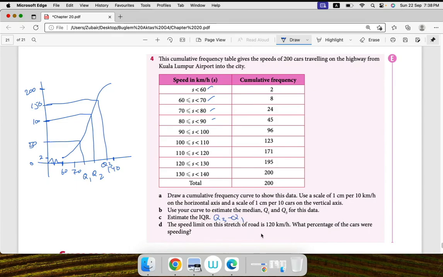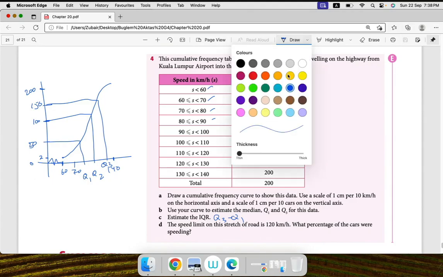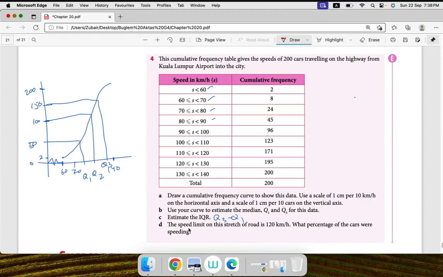The speed limit on the stretch of the road is 120 kilometers per hour. What percent of cars were speeding? So speed limit is 120. So we find 120 on the x-axis. Let's say this is 120. And we go and find the number of cars that were overspeeding.